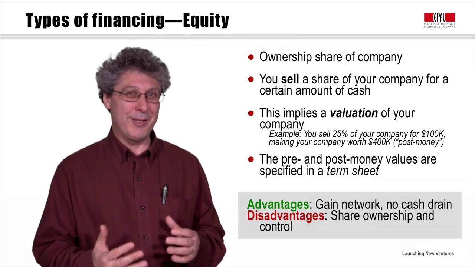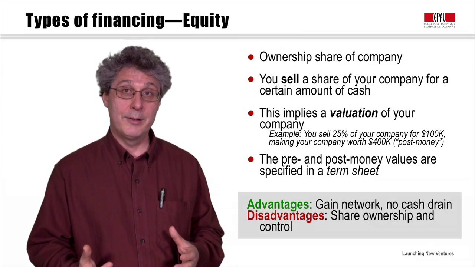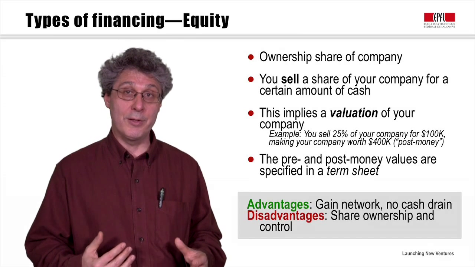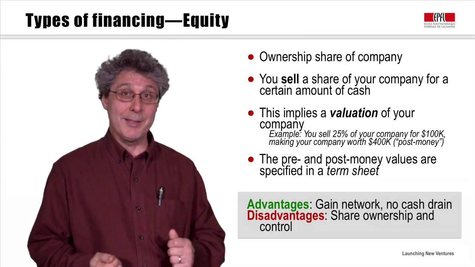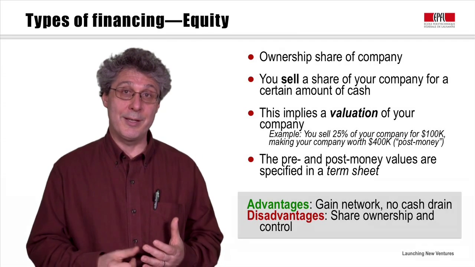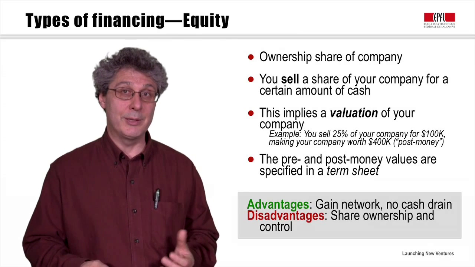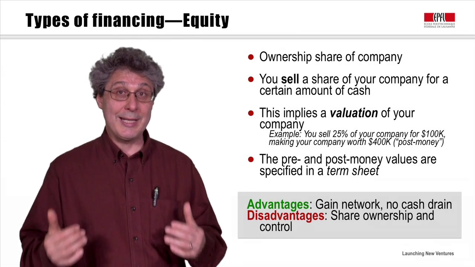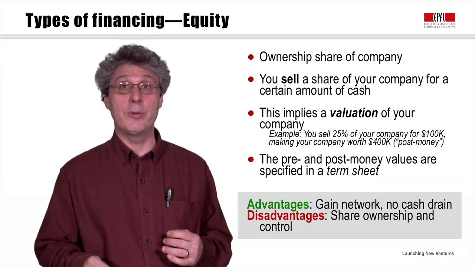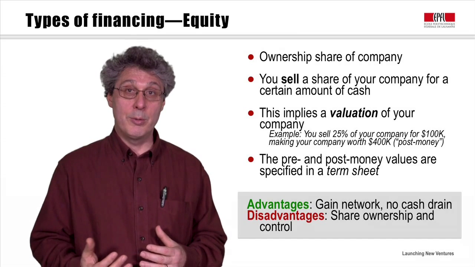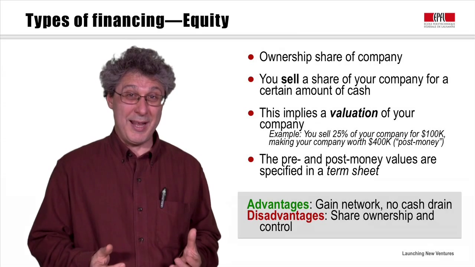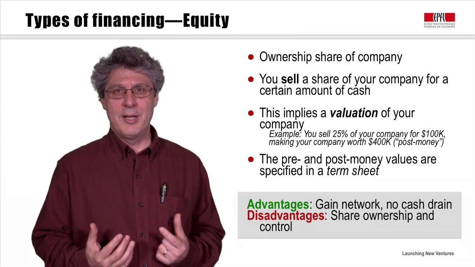Well, the first issue is that you can have a network and you can get advice from the people who make the investment. People often call this smart money because that means the money is coming in plus you could get the advice or the network from the investors. And another good reason for doing this is that this reduces the cash drain on the company. Since you don't need to pay the interest like you would in a loan, you can then be more flexible with your business operations.